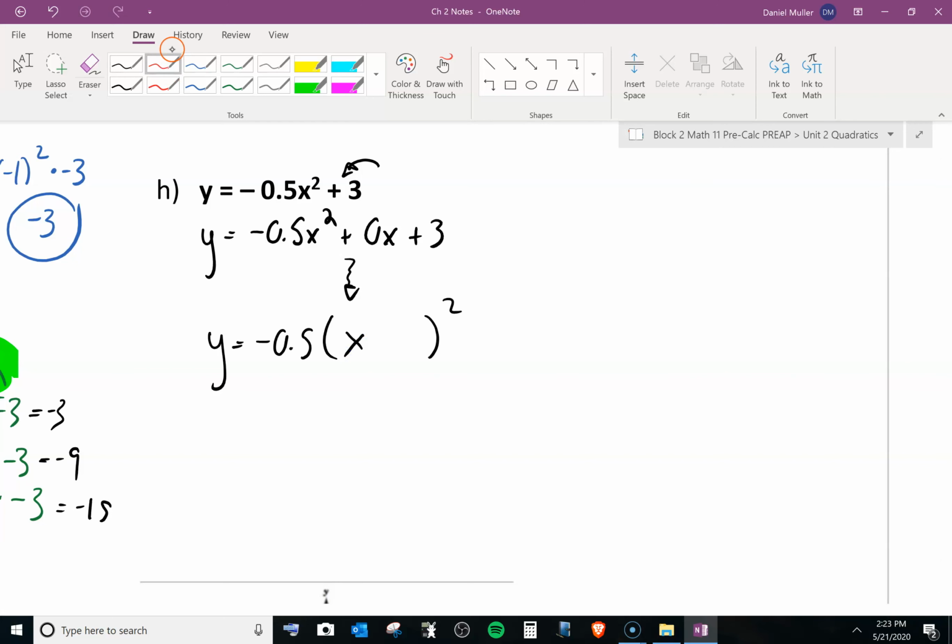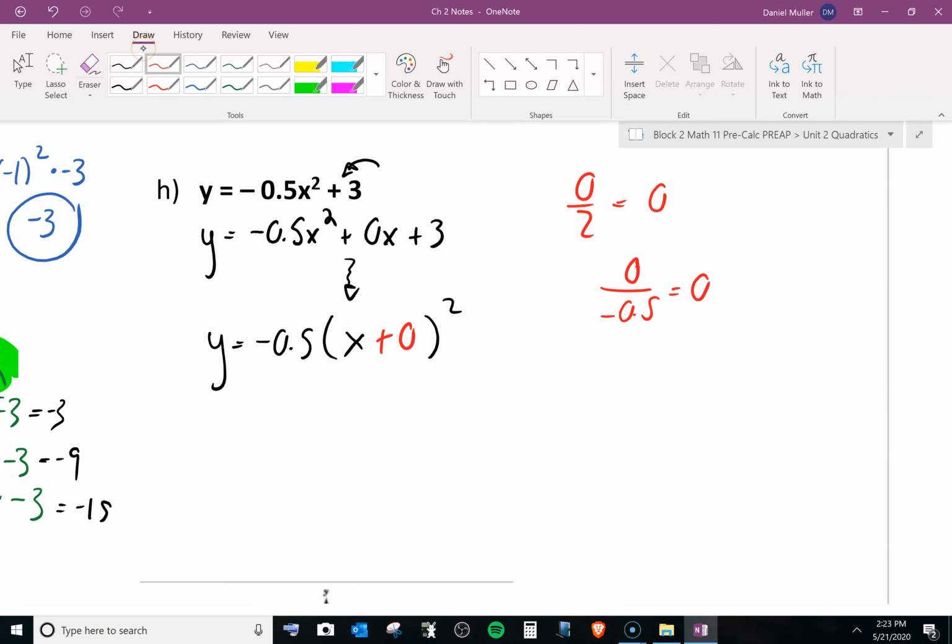Now I got to find my number. So take your middle number, 0, cut it in half. 0 cut in half is still 0. And then take that and divide it by the number in front. 0 divided by anything is still 0. So I've got an x plus 0.